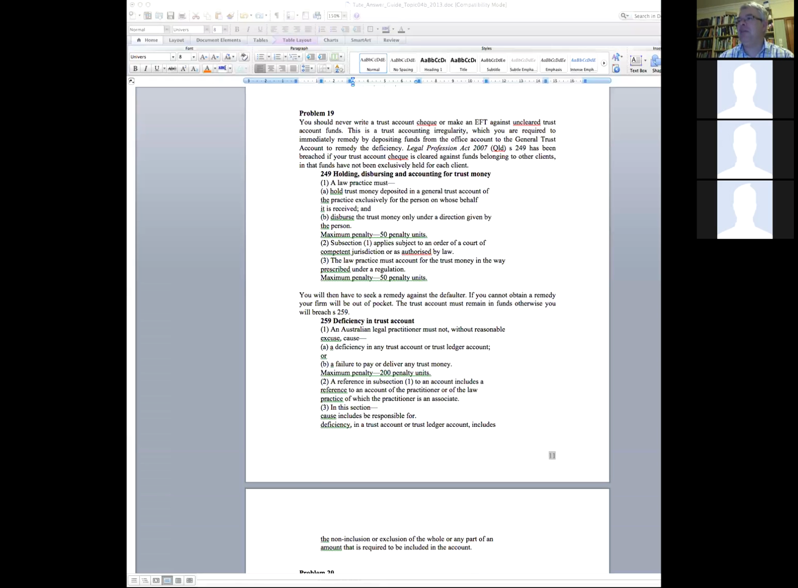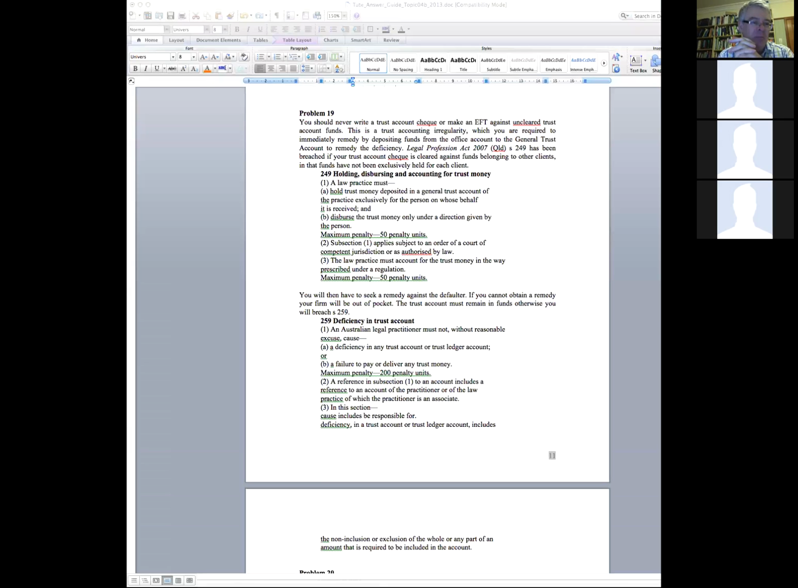And also you can see there that you breach section 249. It says that a law practice must hold trust money deposited in the general trust account exclusively for the person on whose behalf it is received, and disperse trust money only after a direction given by the person. So what you've done, in effect, is that because you've paid money out of the trust account that you hadn't received, you're actually paying other clients' money out of the trust account. So you're not actually holding trust account funds exclusively for the person on whose behalf it was received. So you actually commit this breach.